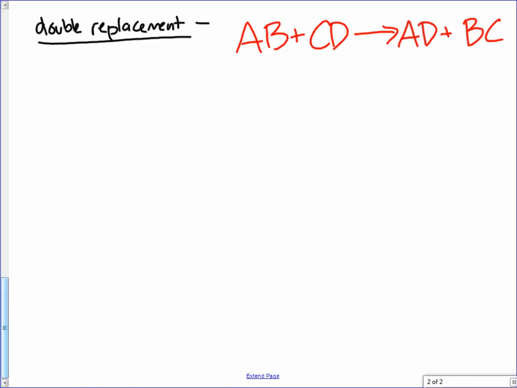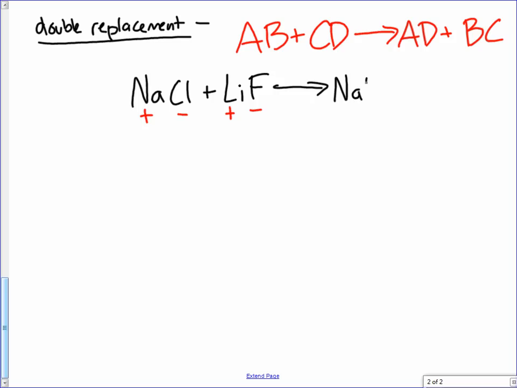So, an easy example. We'll start easy. We have salt, sodium chloride, reacting with lithium fluoride. Okay? So, first step is figure out what switches with what. So we're going to label them positive and negative. All right? Positive switches with positive, negative switches with negative. Okay? Sodium is not going to be paired with Cl anymore, it's paired with fluorine. Lithium is now paired with chlorine.